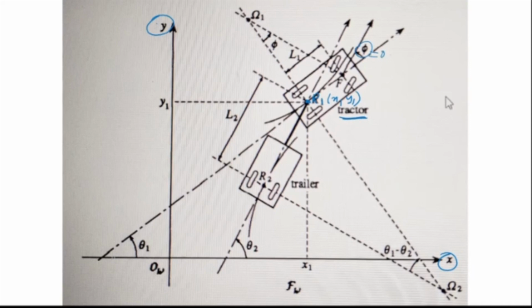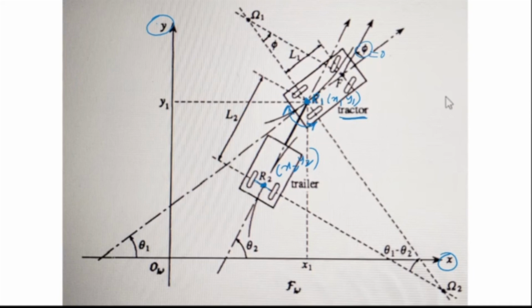Now, how is the trailer attached? The trailer is attached by a revolute joint here, so it can rotate like this at that point R1. And it is fixed to the point R2. R2 has coordinates x2, y2. Where is R2? R2 is the midpoint between the 2 wheels of the trailer. So this is the setup of the tractor and the trailer.